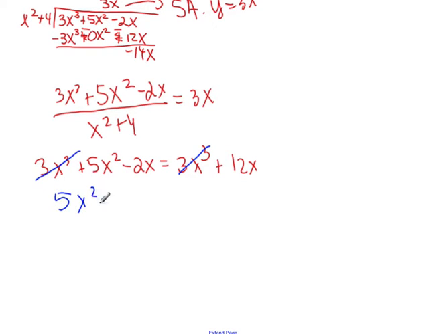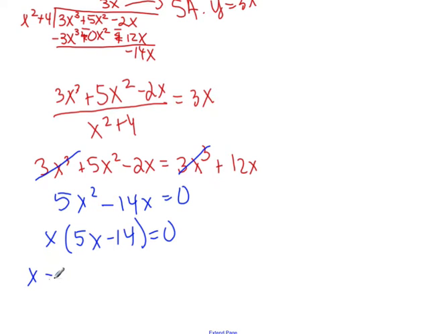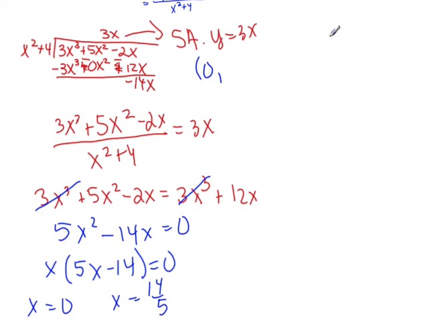So that's 5x squared minus 14x equals 0. This does factor, so I can factor out an x. That's x times 5x minus 14 equals 0. So I'm going to cross the slant asymptote at x equals 0 and x equals 14 fifths, which is almost 3, not quite 3. So I'm going to cross the slant asymptote at 0, and then the y coordinate is going to be what I get when I plug in 0 for x, 0, 0.